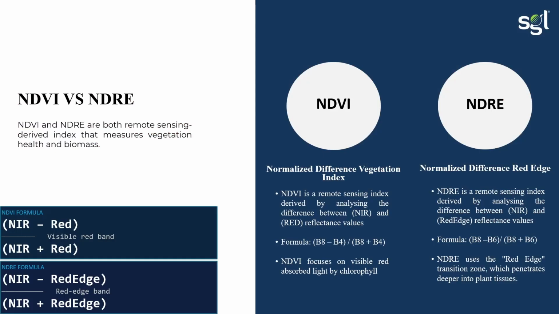Both the NDVI and the NDRE are vegetation indices, like I said earlier, and they are gotten from satellite images. They're used to measure vegetation health and biomass, and they are majorly used for agricultural precision. So it's majorly used in advanced farming.